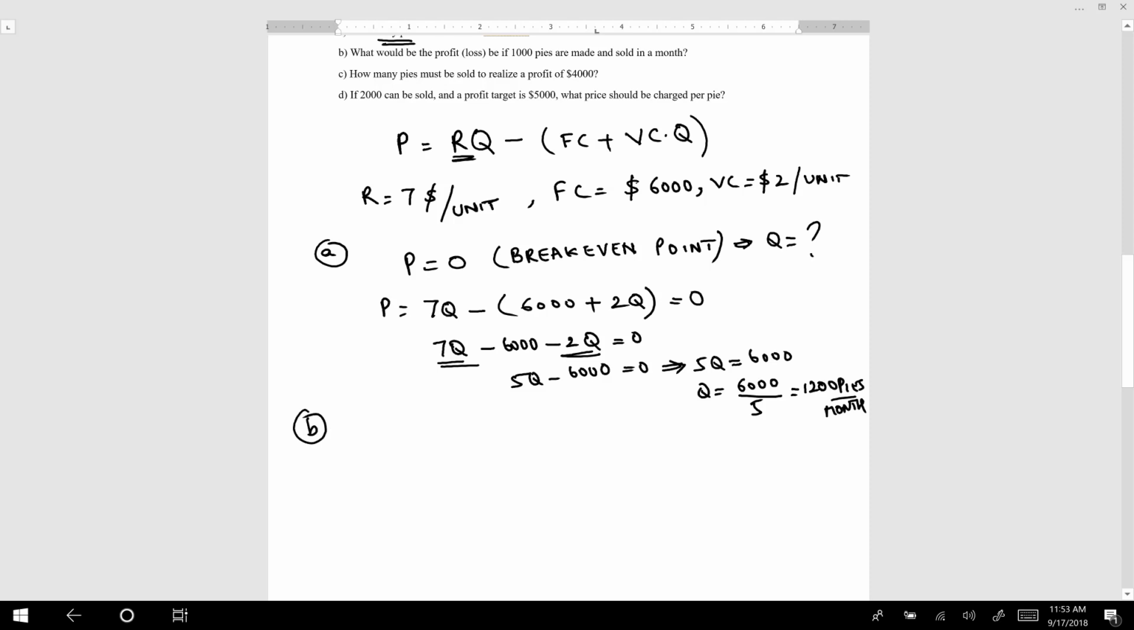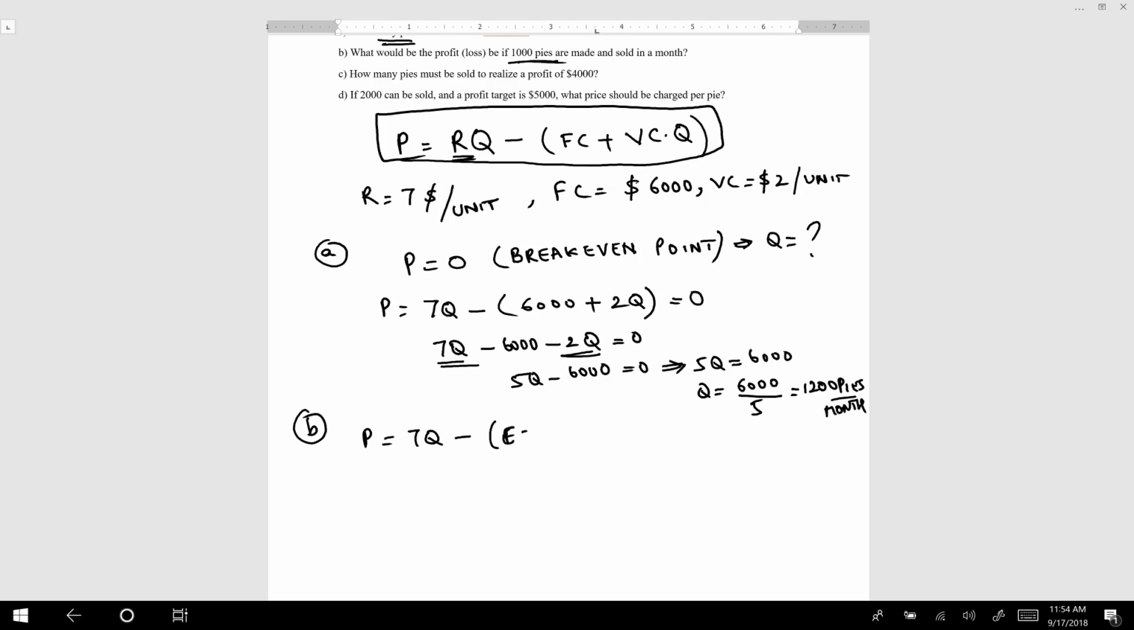So now I will try to solve B. So the question B is, what would be the profit if 1000 pies are made and sold? So we are trying to again use the same formula. We will look at if we sell 1000 units. So P is equal to, again our formula, 7Q minus fixed cost is 6000 plus 2Q. So this is our profit expression. So Q is now 1000.